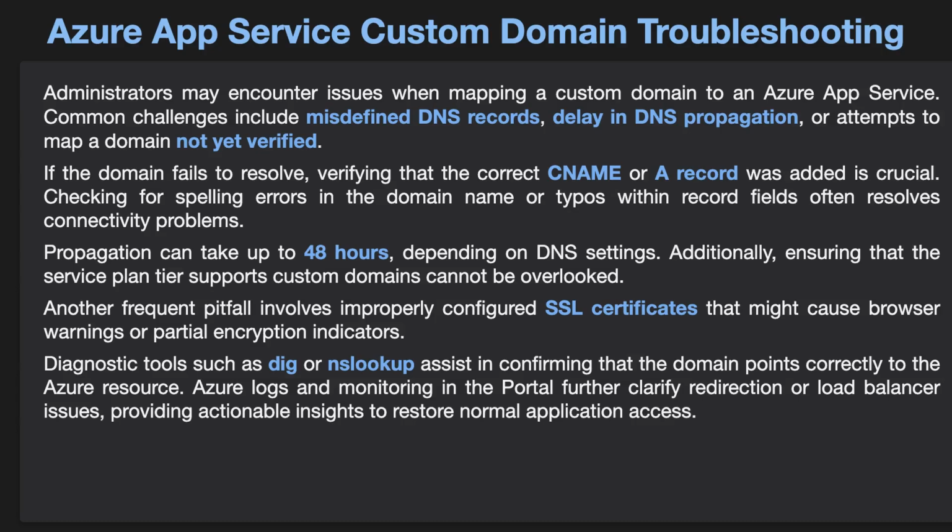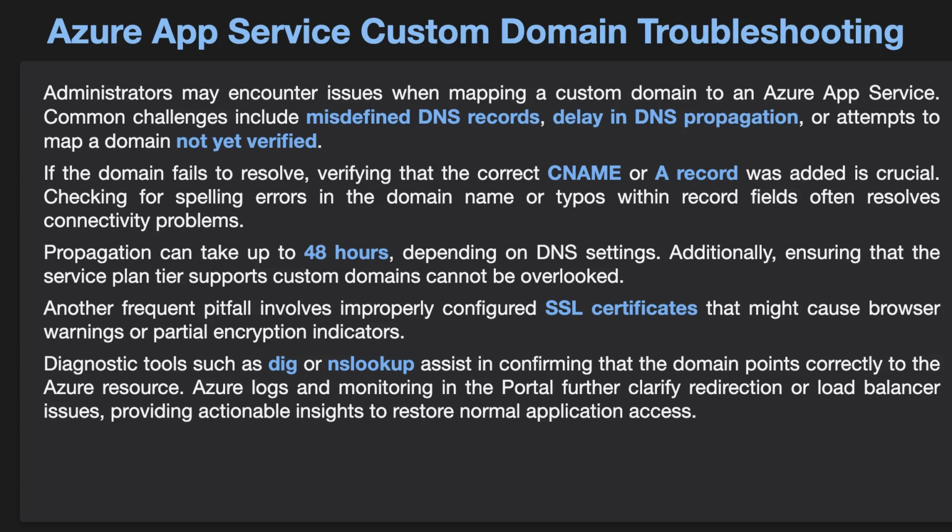Administrators may encounter issues when mapping a custom domain to an Azure App Service. Common challenges include misdefined DNS records, delay in DNS propagation, or attempts to map a domain not yet verified. If the domain fails to resolve, verifying that the correct CNAME or A record was added is crucial. Checking for spelling errors in the domain name or typos within record fields often resolves connectivity problems. Propagation can take up to 48 hours, depending on DNS settings.